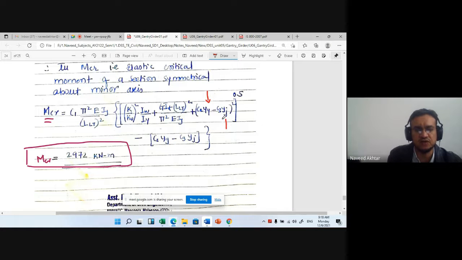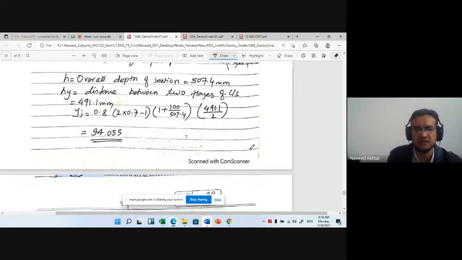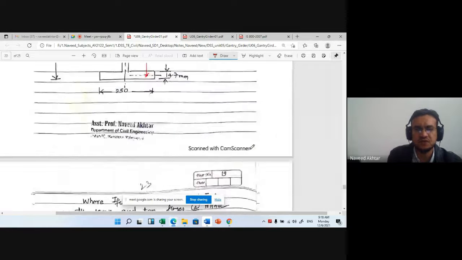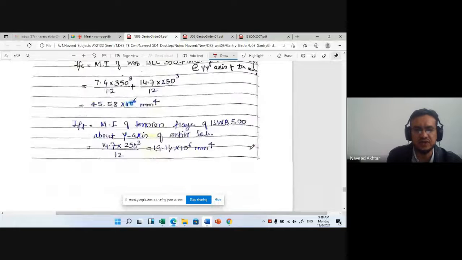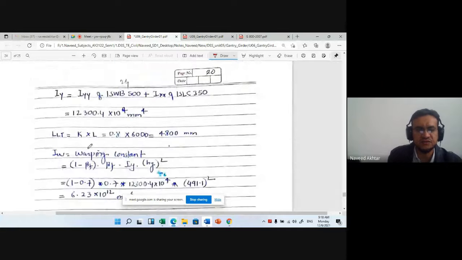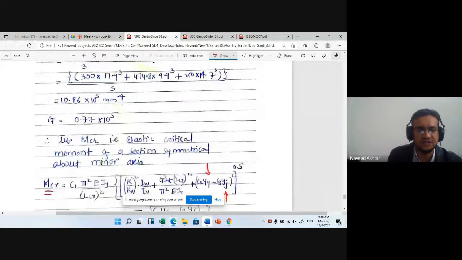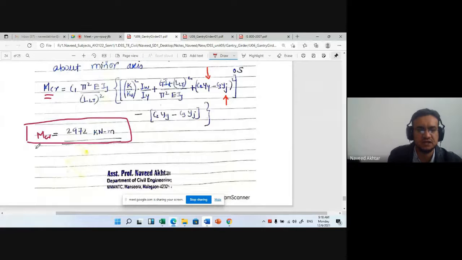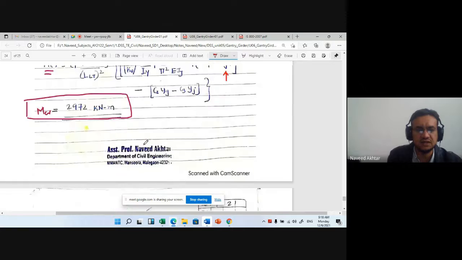We can find out for the lift section, because our inverted channel will act as a lift section with the I section and the channel section, as I drew in this figure. Okay, so based on that we have to find out the value, and we find out this MCR value. MCR, that is the critical moment. We have to find that out, and then that is your MCR.